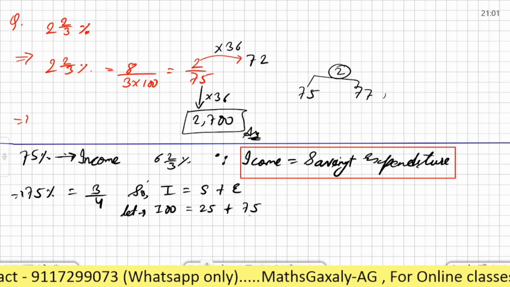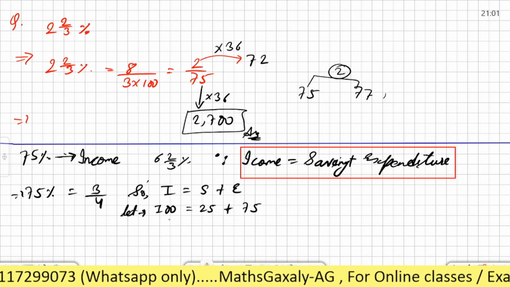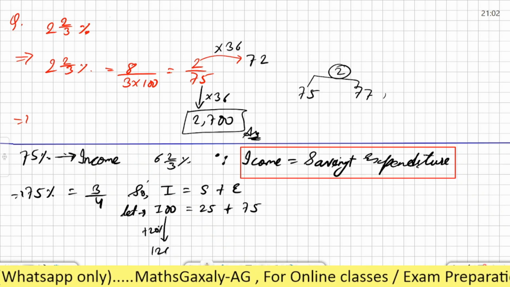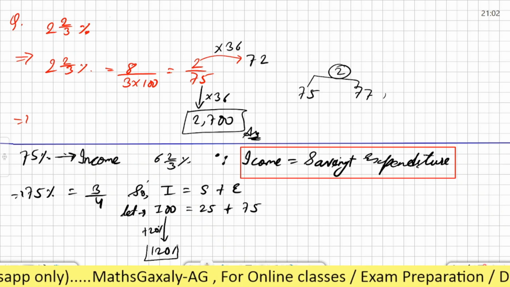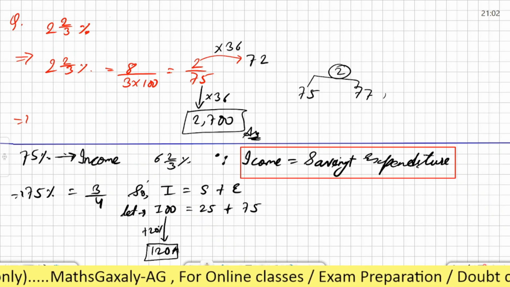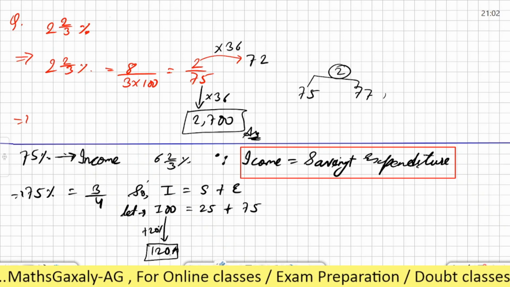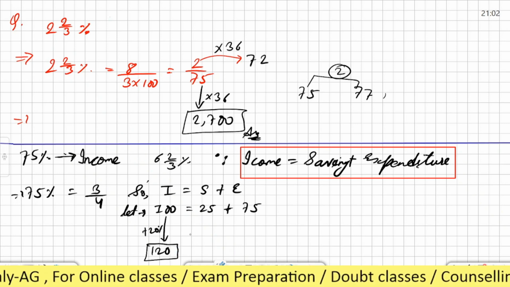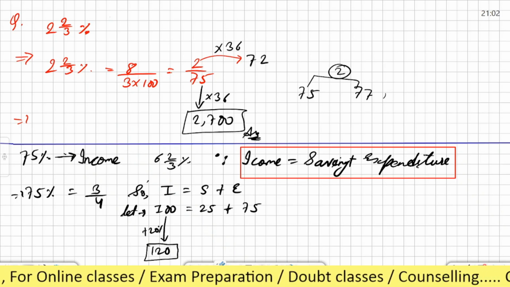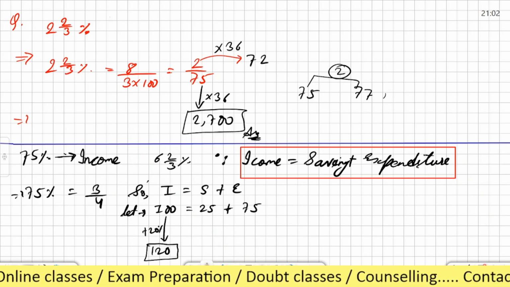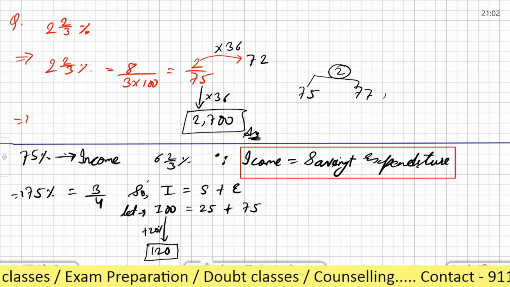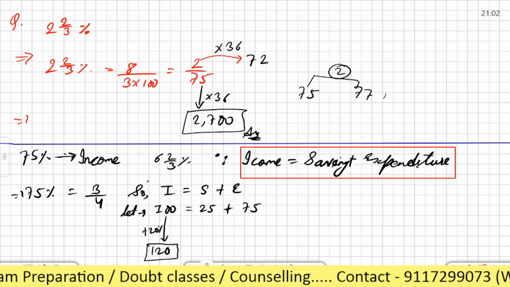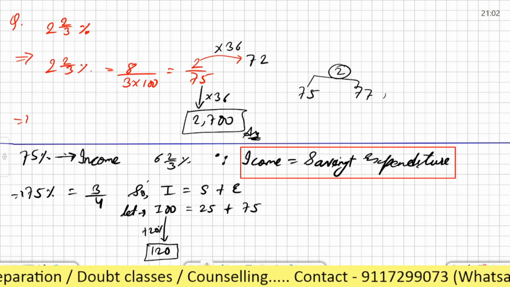His income increased by 20%, okay? It means the new income will become 120. Or any doubt? Tell me. Yes, Radha. Hello, you are on mute. Yes, sir. So as here it is saying income increased by 20%, it means new income will be 120.